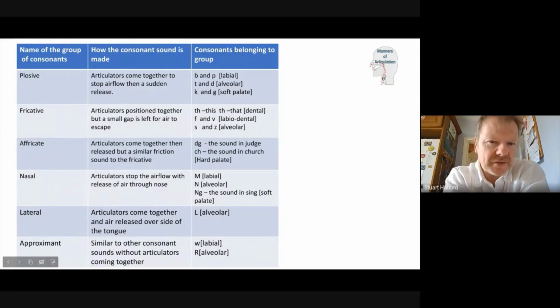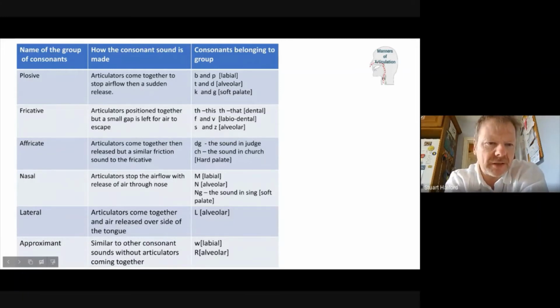Then we have the fricative sounds, and this is where a couple of the articulators are positioned together and a small gap is left for air to escape. So if you say the sounds th, th, f, v, s, z, you can see some of the places are together and you can feel the air just coming through that small gap.